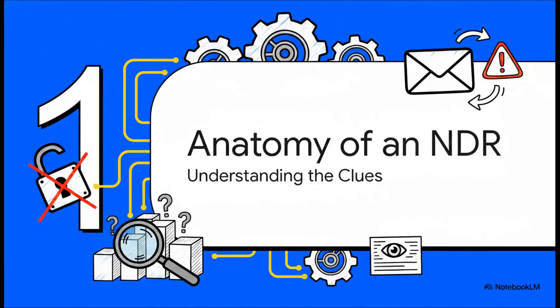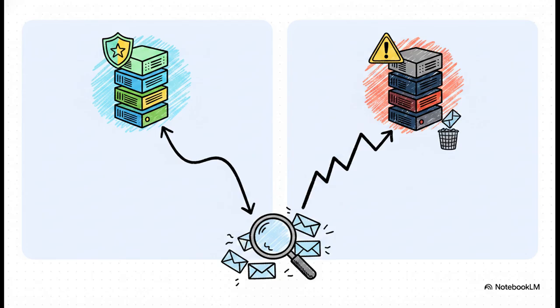All right, part 1, anatomy of an NDR, understanding the clues. Our very first step is just understanding what actually happens under the hood when a message looks a bit suspicious or totally fails its authentication checks. So check out the stark contrast between Microsoft's delivery pools.